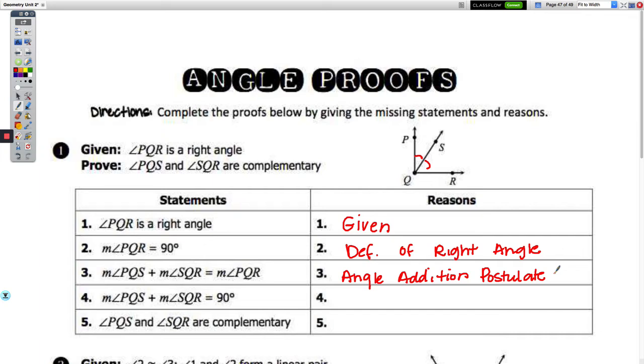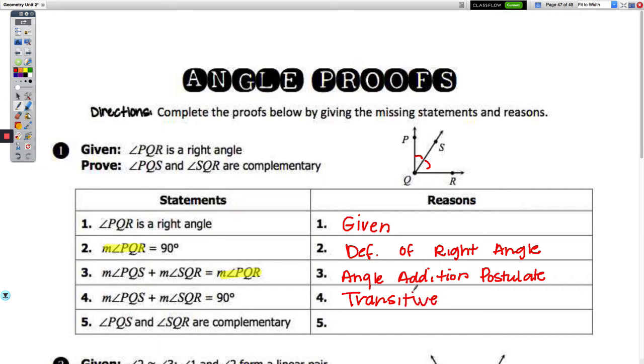So if the measure of angle PQR is 90 degrees, and the measure of angle PQS plus the measure of angle SQR is equal to the measure of angle PQR, what tells us that we can say that the measure of angle PQS plus the measure of angle SQR equals 90 degrees? It's the transitive property.